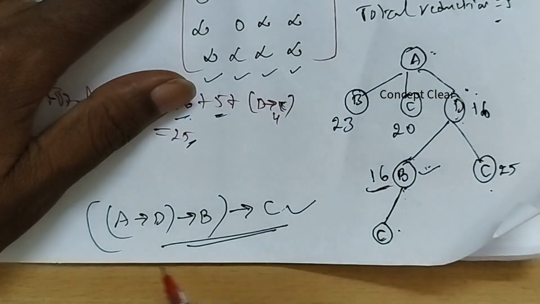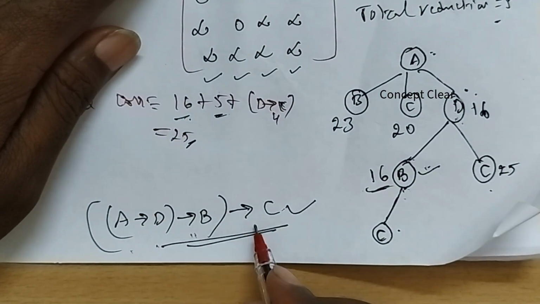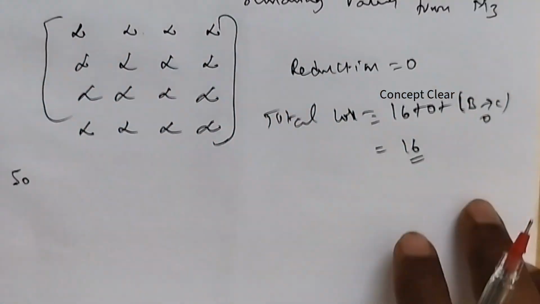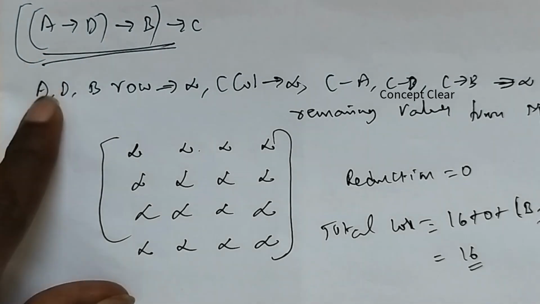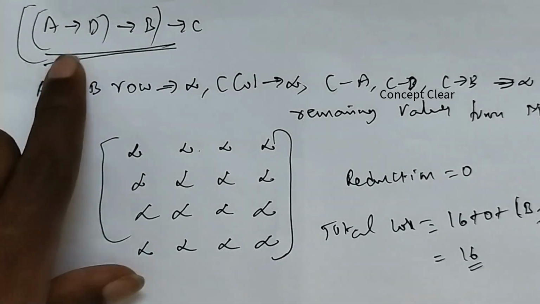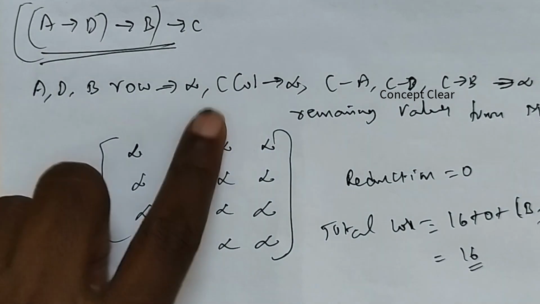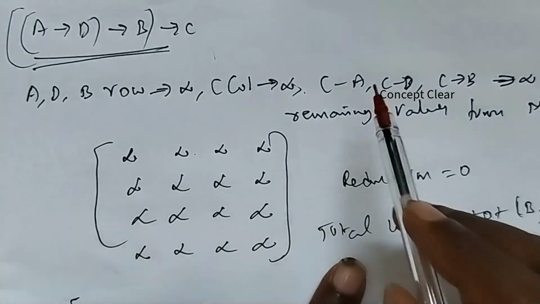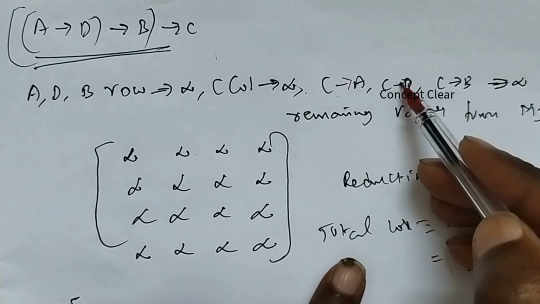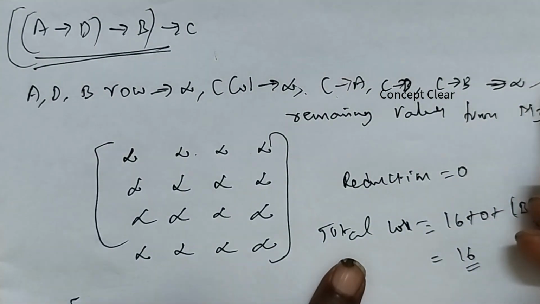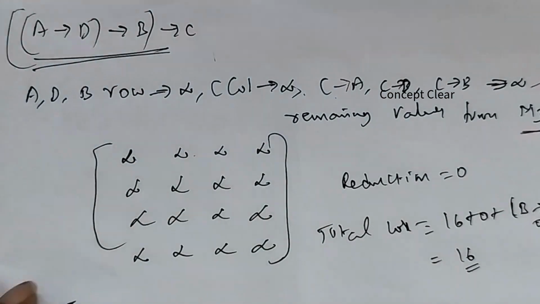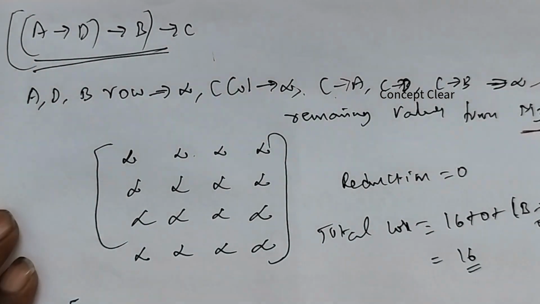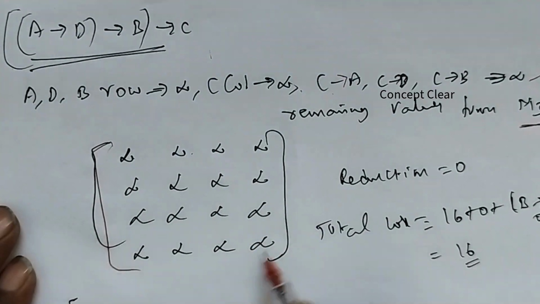Now we have to calculate A to D to B, B to C. We have to take the values A, D, B. These three rows are infinity, and the C column is infinity, and the C to A path, C to D path, C to B path values are infinity. The remaining values are from the M3 matrix. According to these conditions, if you write, we will get the matrix values as all infinities.